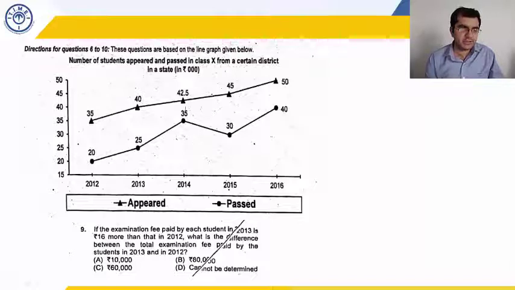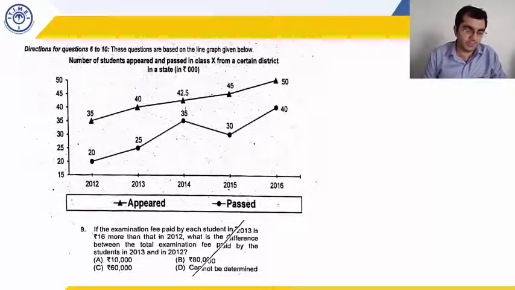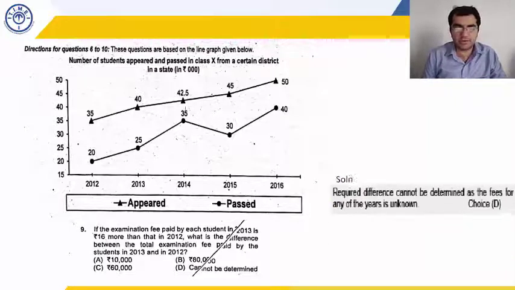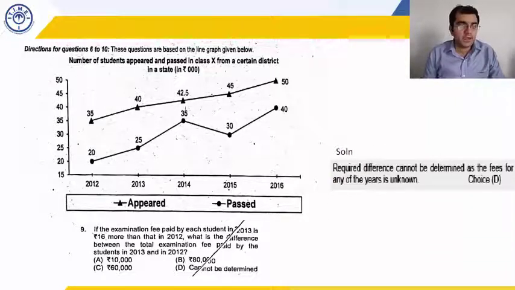Total fees 40 into x plus 16 minus 35x is not a constant value. It depends on x. You need to know how much each student paid in 2012 as well. That information is needed. And that is why the answer will be cannot be determined.